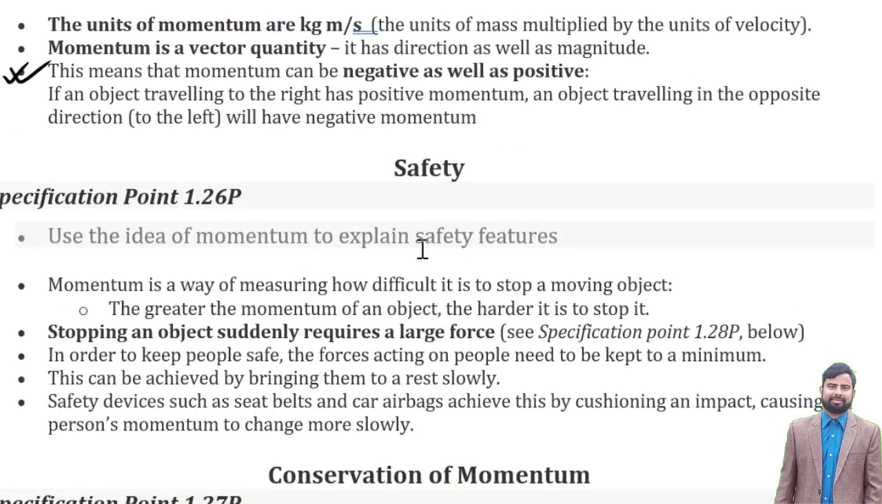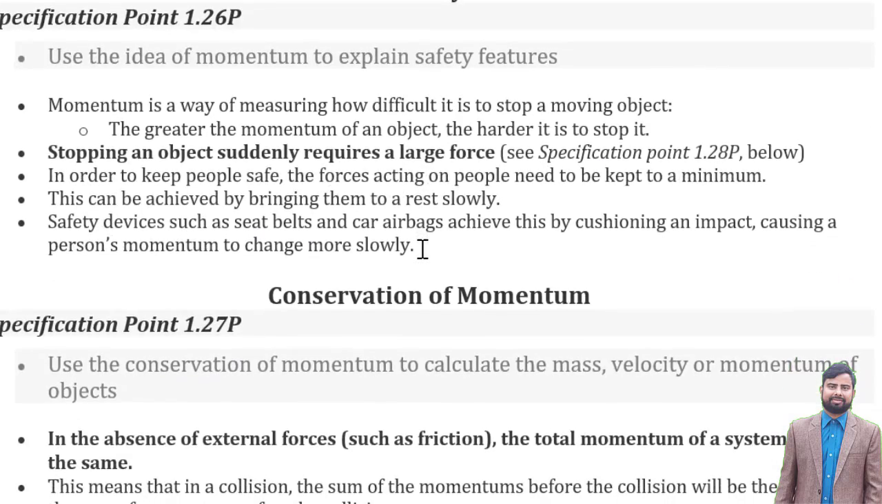Now, safety features of a car or any vehicle. Specification point 1.26p. Use the idea of momentum to explain safety features. Momentum is a way of measuring how difficult it is to stop a moving object. Very important thing. Momentum measures how much force is required to stop something suddenly which was in motion. The greater the momentum of an object, the harder it is to stop it.